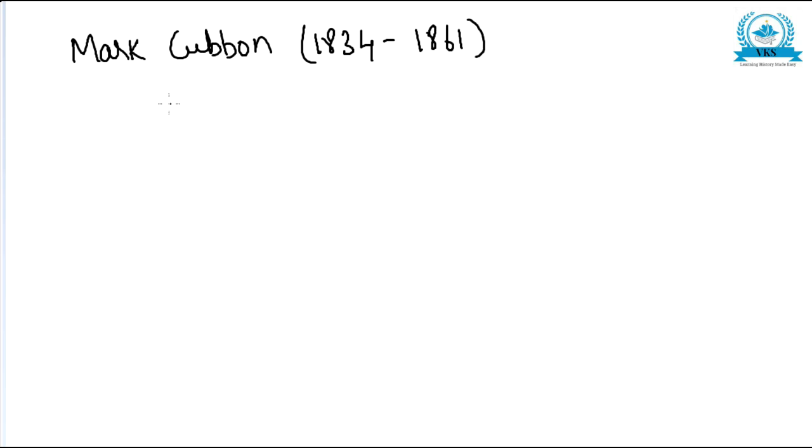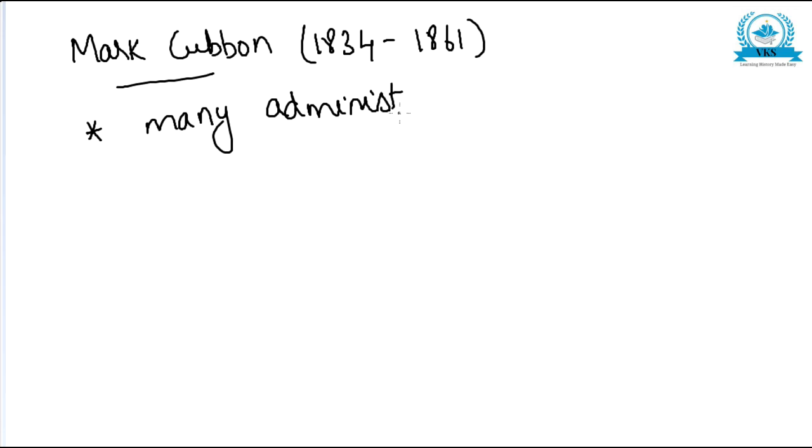First we will see about Mark Cubbon. His time period was from 1834 to 1861. So let us see what all things Mark Cubbon did to make Mysore a model state. First thing is he brought many administrative reforms. Many administrative reforms were brought in the state by Mark Cubbon.